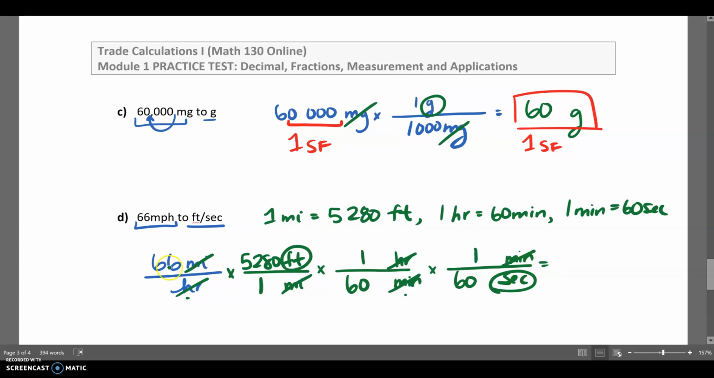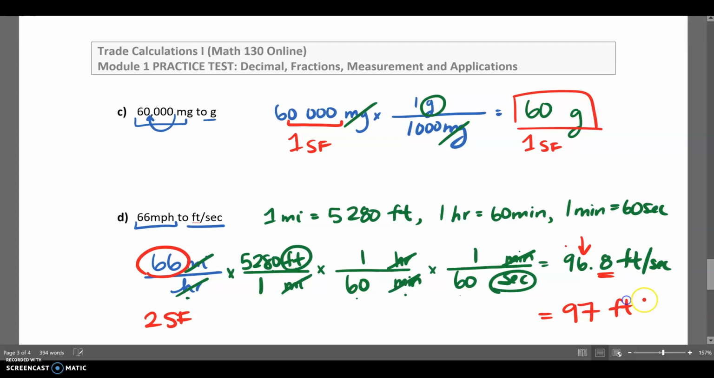When you do this on your calculator, 66 times 5,280 divided by 60 and divided by 60, you should get 96.8 feet per second. Looking at the significant figures in my original value, there are 2 significant figures. So I'll round my final answer the same. So 1, 2 significant figures. I look to the right, which tells me to round up. So 66 miles per hour is equal to 97 feet per second.